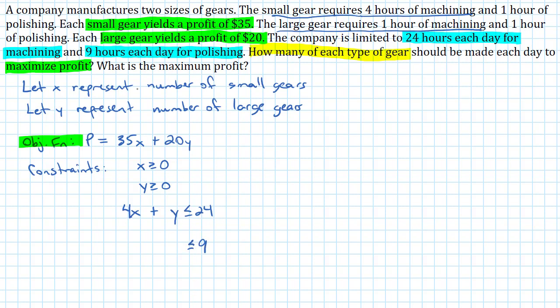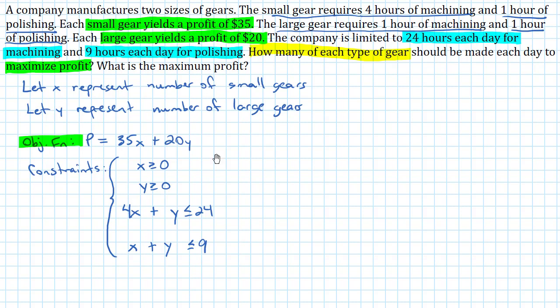And we have X gears, each one of those requires 1 hour of polishing. So that's 1 times X hours, which is just X. And each large gear requires also 1 hour of polishing, so that's 1 times Y, or just Y hours. If we add those together, we have to be less than or equal to 9. And those are the constraints. We have no other limitations in this problem.